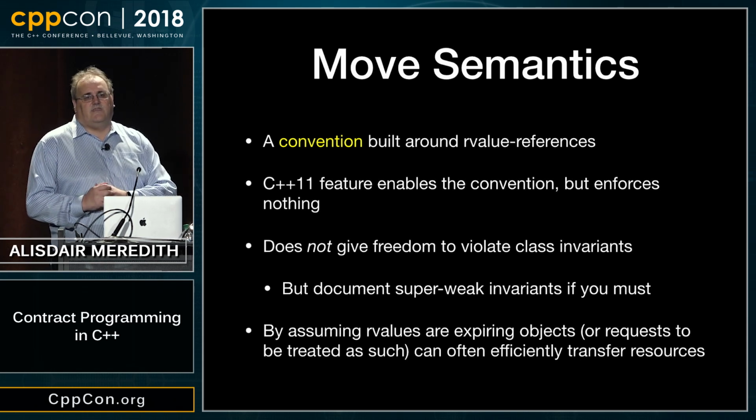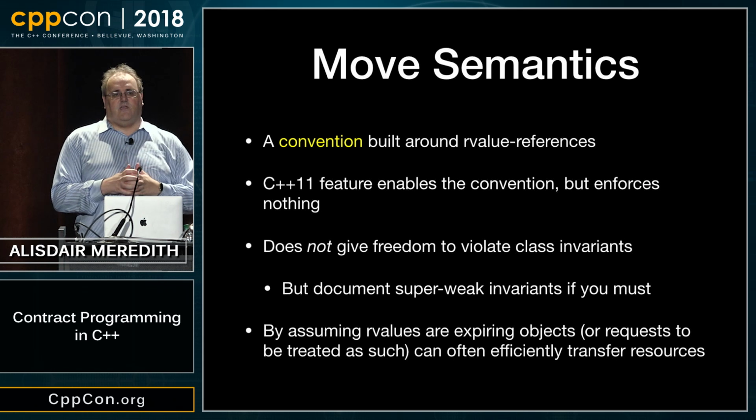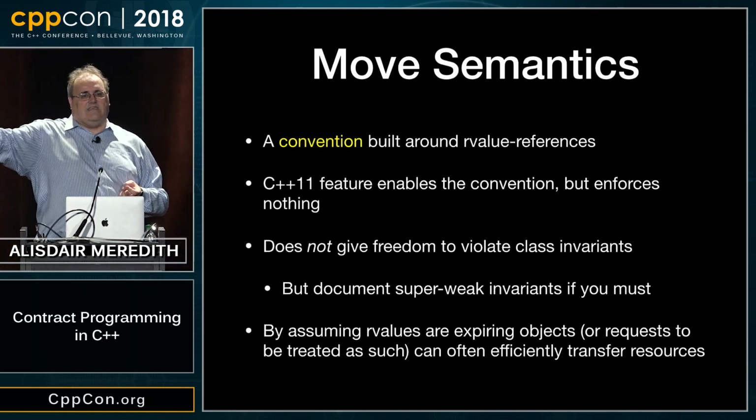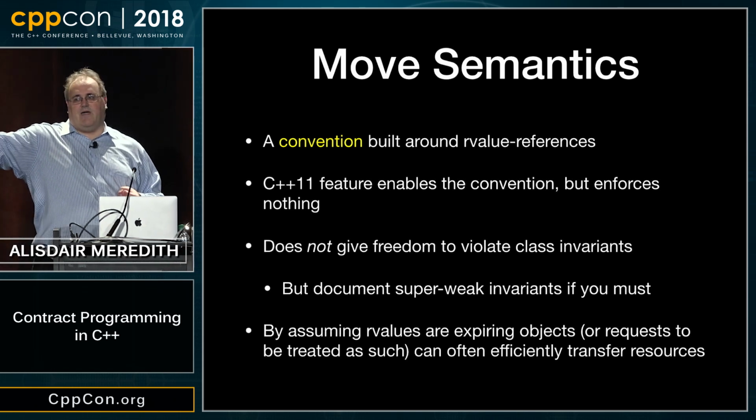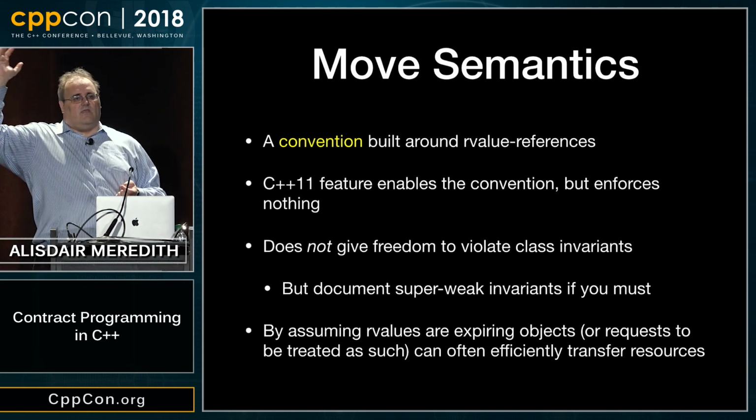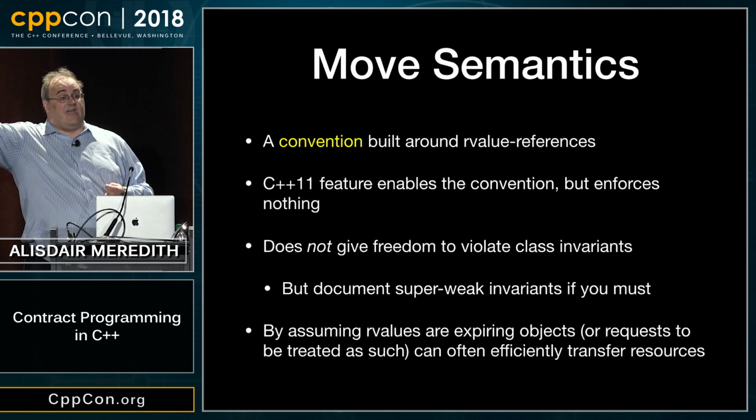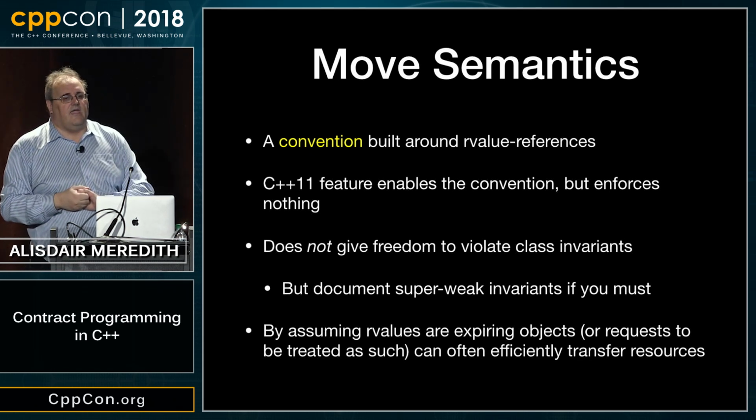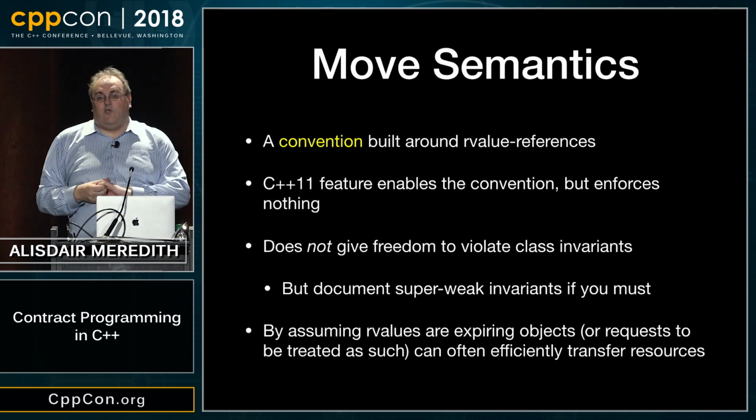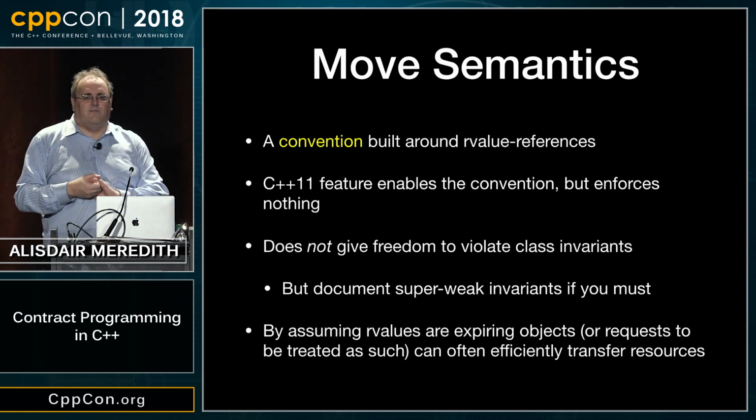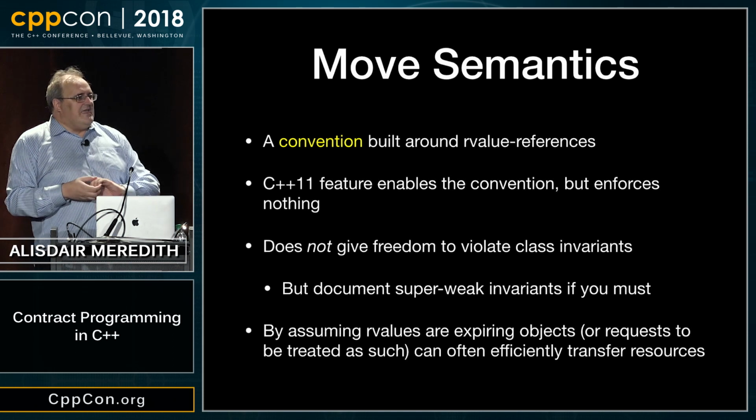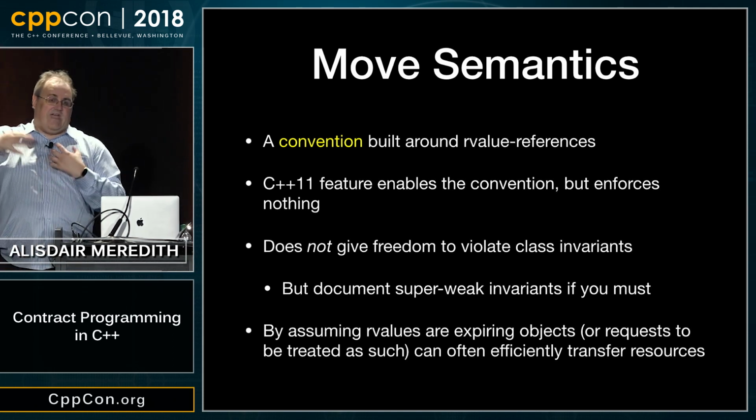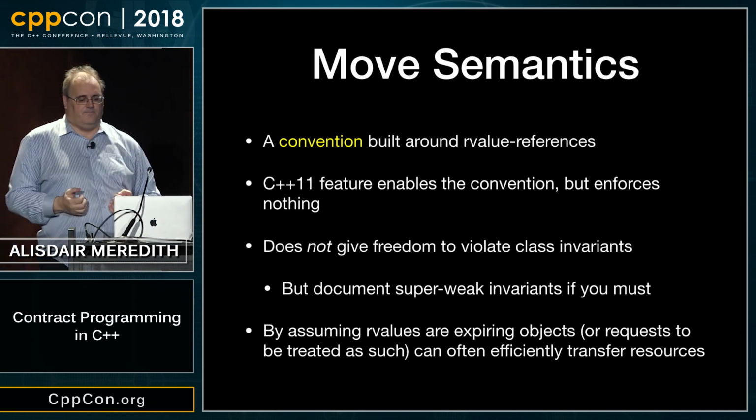And the principle is, if I have been passed an R-value reference, I'm going to assume that what is on the other end of that is an R-value, an object that's about to expire, so nobody will need the state in that object after my function has finished executing, because I'm bound to a temporary that's going away. And if it's not really an R-value because somebody has lied to me with a dastardly cast, they want me to make the assumption that it's about to go away in the same way. That's the notion of the convention.